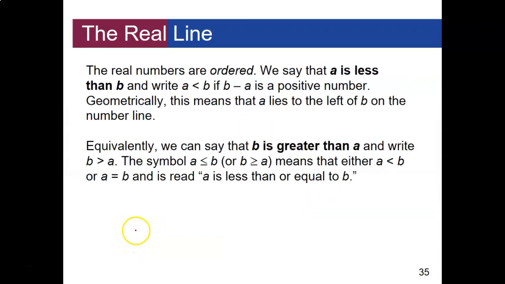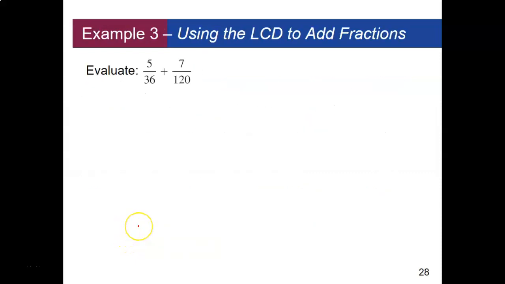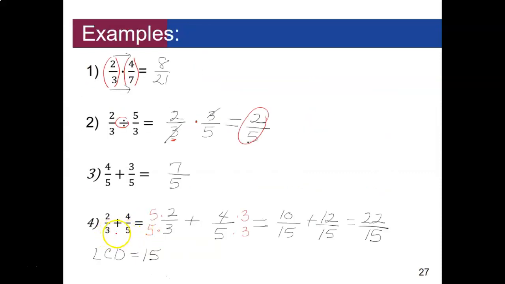Okay, when we come down here, we don't have common denominators, but if we look at 3 and 5, 3 and 5 both go into 15. So our least common denominator is going to be 15. And if I need this to be 15 on the bottom, then I'm going to have to multiply by 5. And if I need this one to be 15 on the bottom, then I need to multiply by 3. So I'll get 5 times 2 is 10, 4 times 3 is 12, and so I'll end up with 22/5 for my answer on this one.